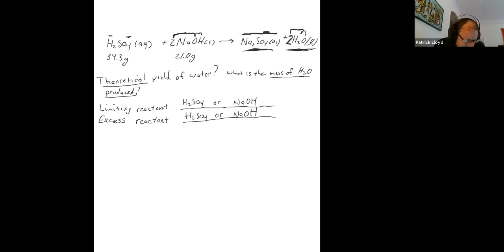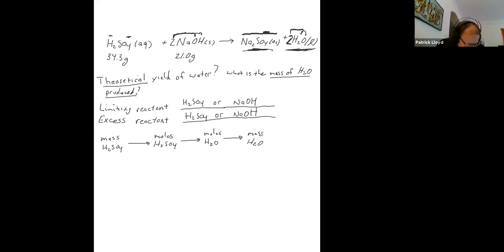So here's what we said yesterday. What we said was, what you do is you just go through a chain of calculations. You start with the mass of your first reactant. And then you convert that to moles of that reactant. And then you convert that to moles of your product. In this case, it's water. And then you convert that to mass of your water, right? So you do that one.